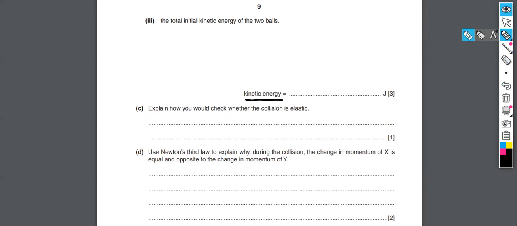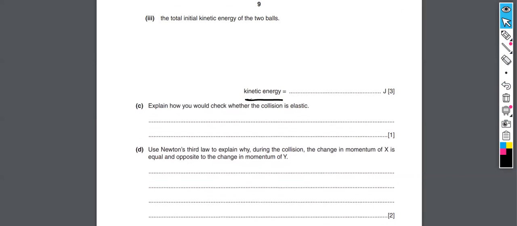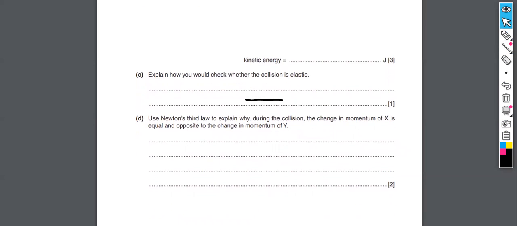The last one here is very similar to other questions that we've seen, using Newton's third law to explain why during the collision, the change in momentum of X is equal and opposite to the change in momentum of Y. It has to do with force being the rate of change of momentum. Newton's third law says the forces are equal and opposite. You need to say that they're going to be in contact for the same amount of time in order for the change in momentum to be the same.